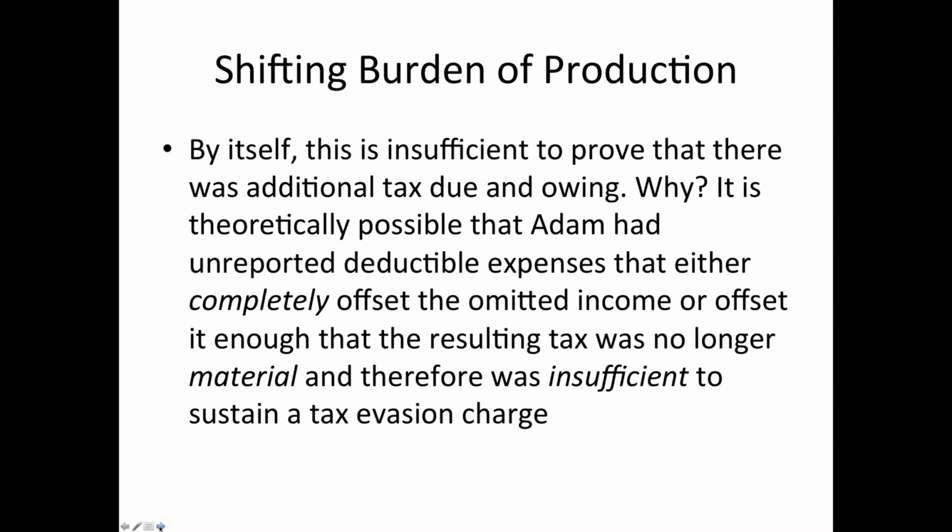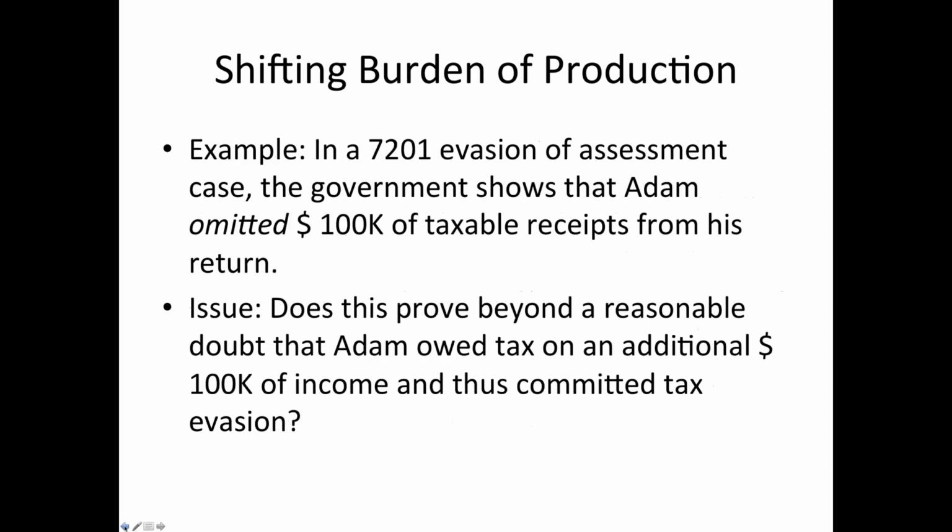Well, it's theoretically possible that Adam had unreported deductible expenses that either completely offset the omitted income or offset it enough that the resulting tax was no longer material and therefore was insufficient to sustain a tax evasion charge. So I realize that what we're dealing with here is a little nuanced and might be a little unfamiliar because at first blush, you might say, well, he omitted $100,000 of taxable receipts. And how can that not be tax evasion?